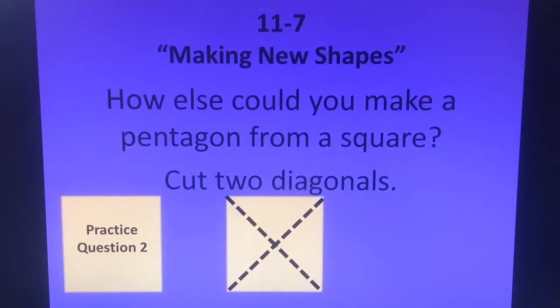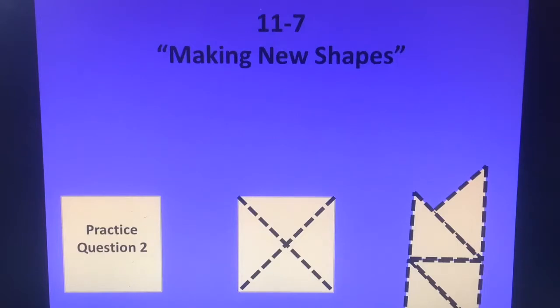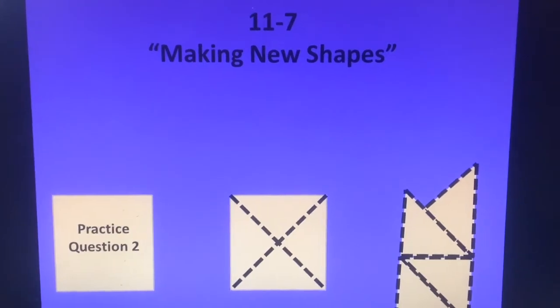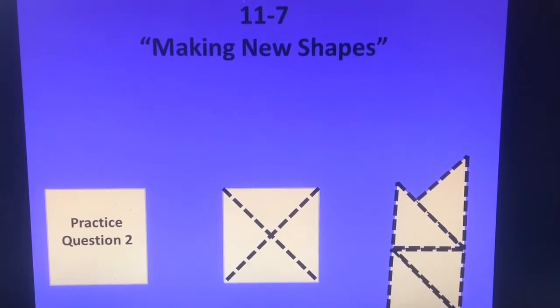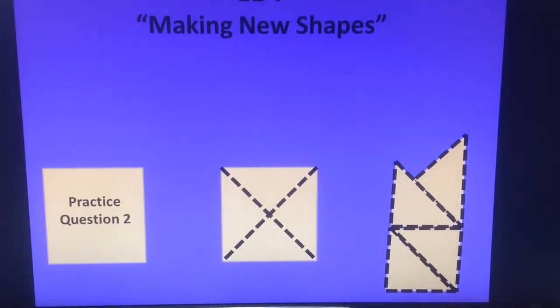Okay, another one had a square. Try drawing a square and cutting two diagonals, just like in the picture. How else could you make a pentagon? Can you use another square to make a pentagon if you cut two diagonals? It could look like that. 5 sides on that shape. It's certainly not what we think of as a pentagon, but since it has 5 sides, it does fit the definition of a pentagon.